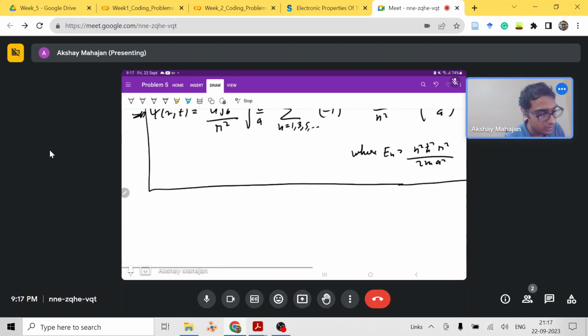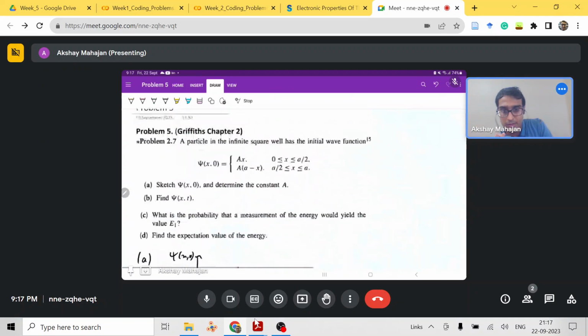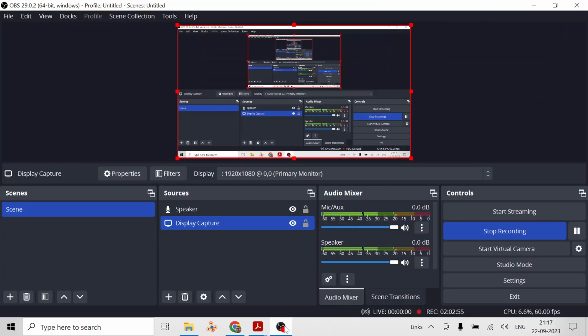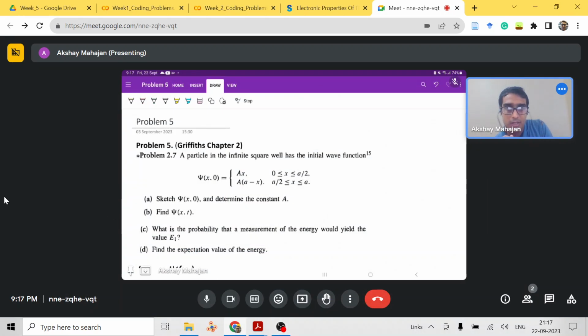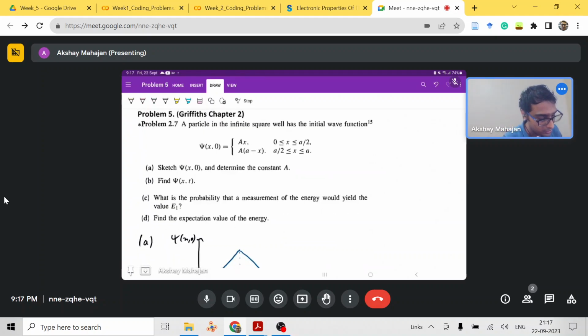Alright, so this part is also done. Let me just check how much time we have. We are already out of time, so unfortunately we are just going to solve this quickly. Let's just complete this C and D part.